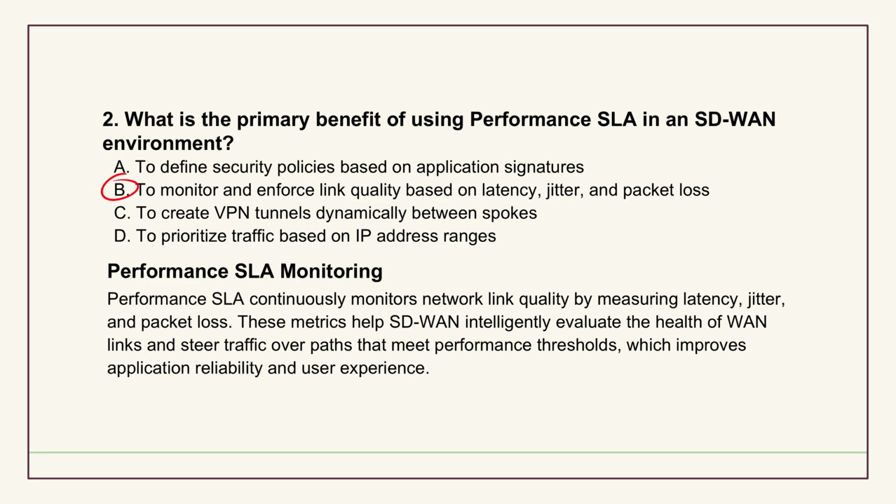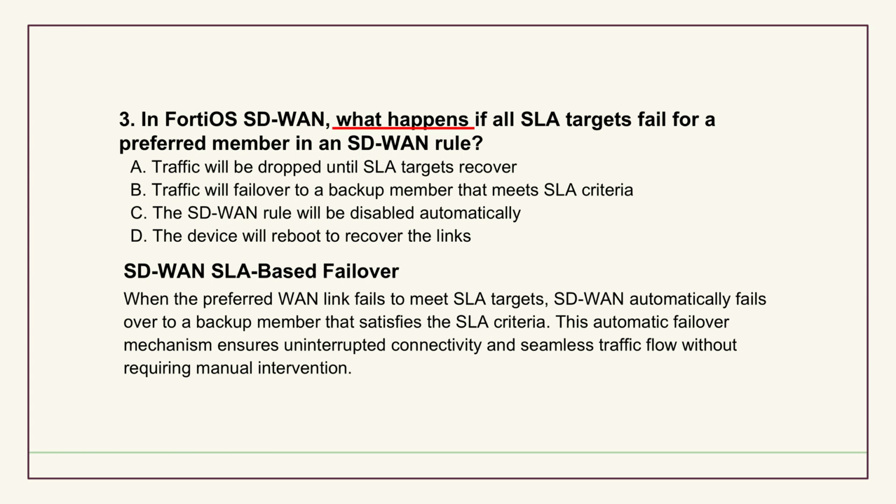Okay, so performance SLA is watching the links. What happens if a link, maybe your main one, suddenly tanks, like the performance drops below those SLA targets you set? Does the traffic just stop, or does the rule just turn off? No, that's where the dynamic nature comes in. The sources talk about SD-WAN SLA-based failover. If all the SLA targets fail for the link that's currently being used by an SD-WAN rule, the traffic doesn't just get dropped, and the rule doesn't get disabled or anything drastic like that. It automatically fails over. The FortiGate quickly shifts that traffic to another link within that same SD-WAN rule setup, as long as that link meets the SLA criteria. Exactly. It finds the next best path that is performing well enough. It's all about keeping things running smoothly. Business continuity. Seamless failover based on actual performance.